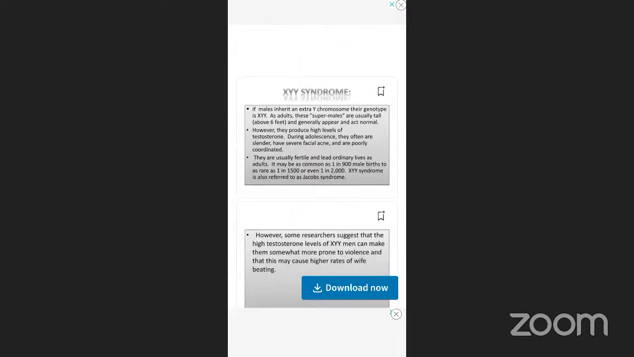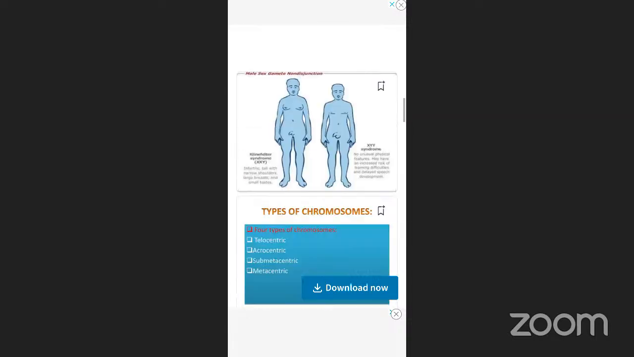XYY syndrome. If males inherit an extra Y chromosome, the genotype is XYY. As adults, these are the super males, usually tall, above 6 feet, and generally appear normal. However, they produce high levels of testosterone during adolescence. They are often slender, have severe facial acne, and are poorly coordinated.